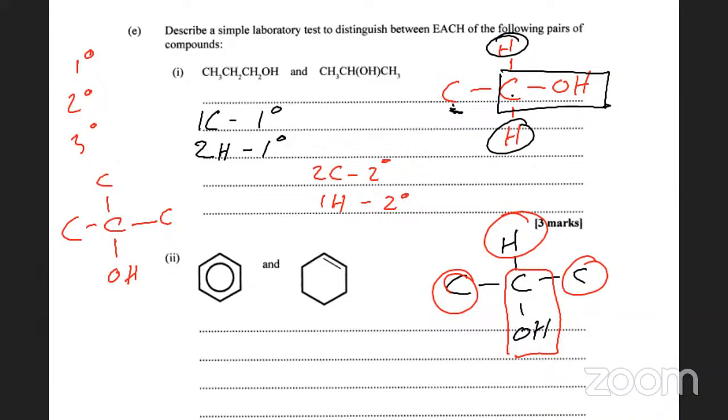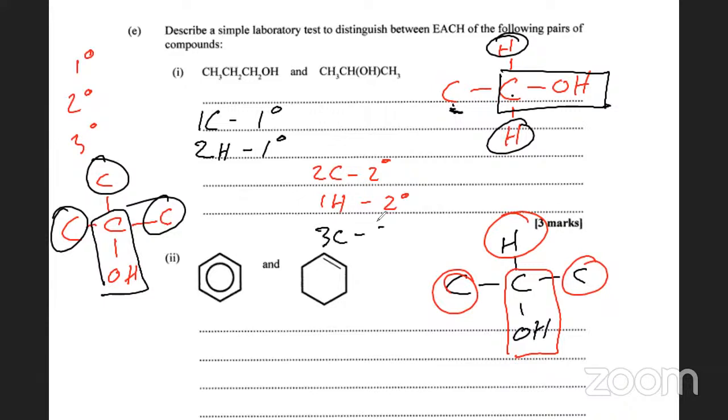So if three carbons are attached to the carbon with the OH, it is tertiary. All right. So three carbons, tertiary, zero hydrogen. So if you don't see any hydrogen, no hydrogens on it, that makes it tertiary. So you can look at it in terms of hydrogen or in terms of carbon.